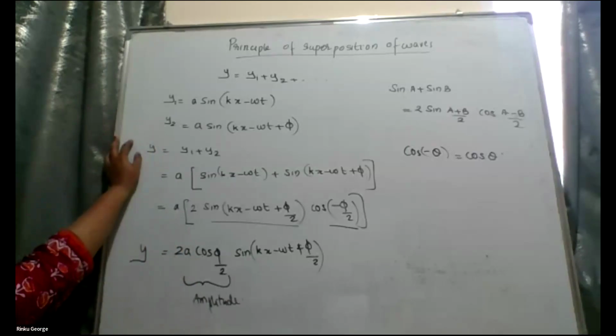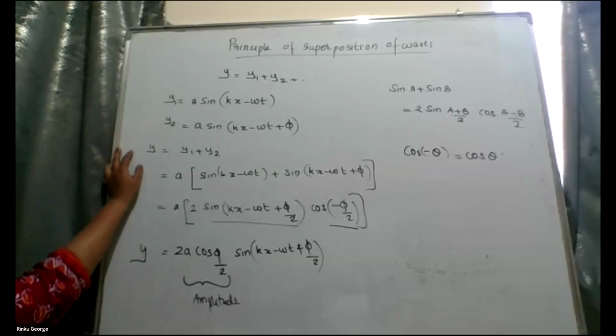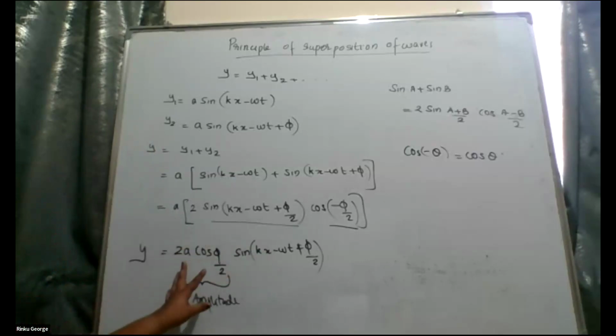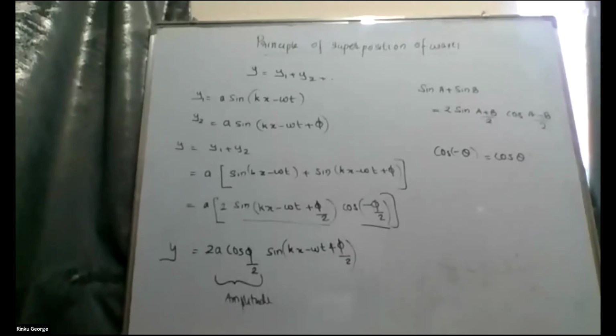Whereas the wavelength of both waves is the same. But phase and amplitude will be different. In the resultant wave, phase is different and amplitude is also different. So this y represents the resultant equation. Y represents the resultant wave.